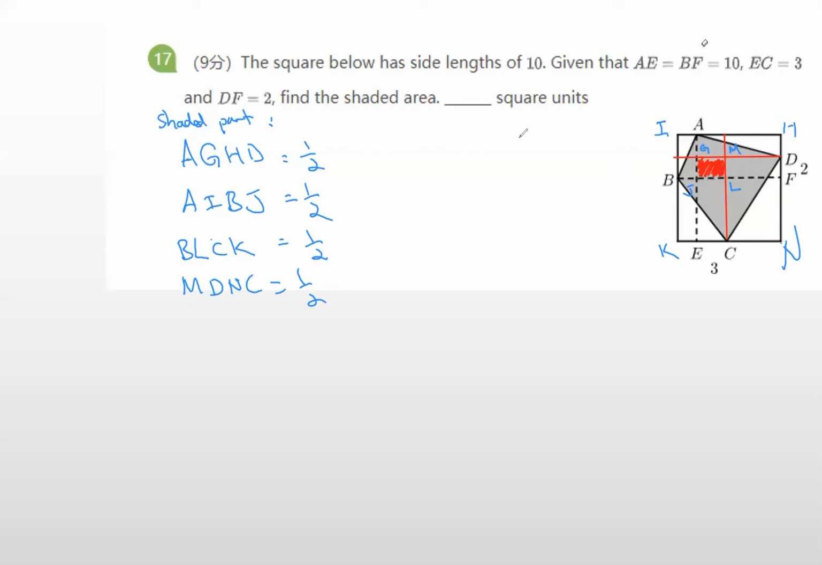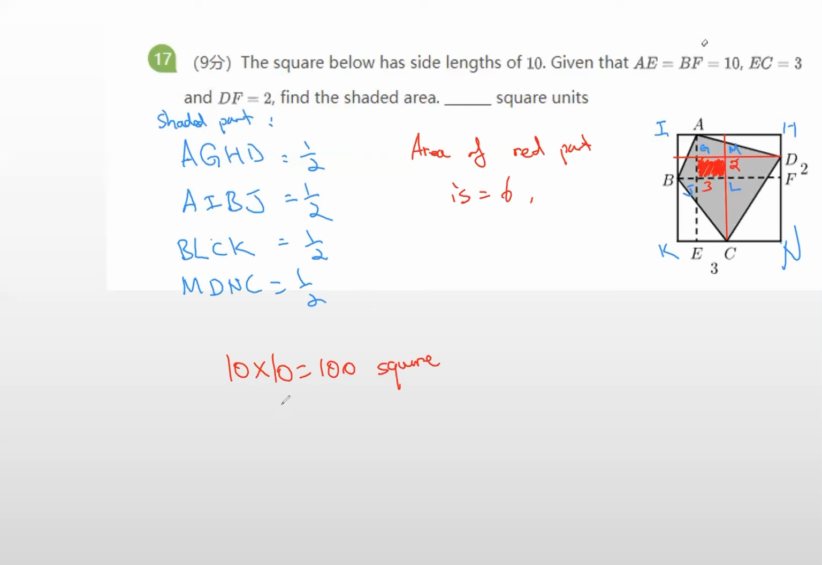So they're all half if you combine these four shapes together. And the middle part has side lengths 3 and 2, right? So the area of the red part is 6, 2 times 3. You know the total area of this shape is 10 times 10, which is 100 square meters, or it doesn't say the unit, so just 100 square units.